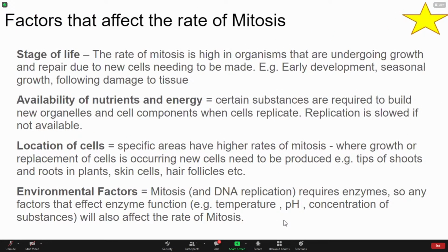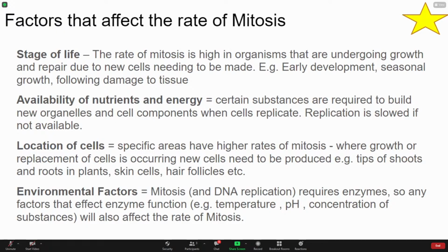So there are a few things that affect mitosis. The rate of mitosis is high in organisms that are undergoing growth. Whether it be a plant or an animal, if they are undergoing a period of growth, for animals, we're talking about young or embryonic animals. For plants, looking at saplings, if they're undergoing a lot of growth, then there is going to be a lot of mitosis occurring. They need those extra cells to grow.